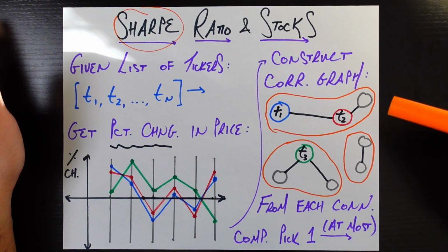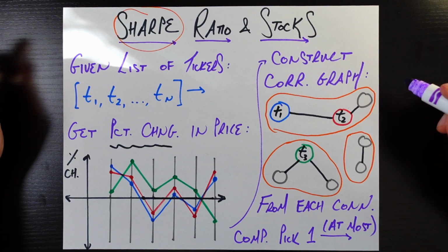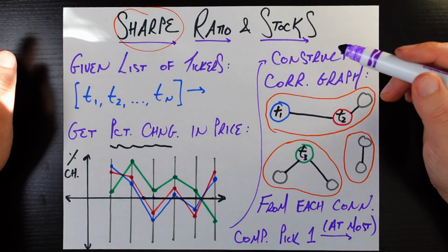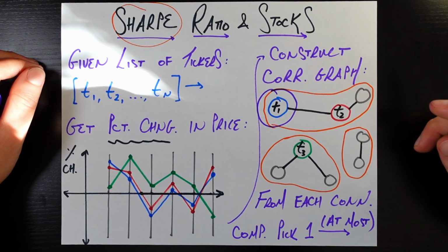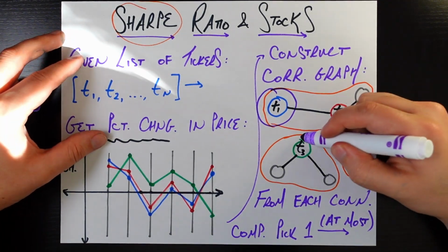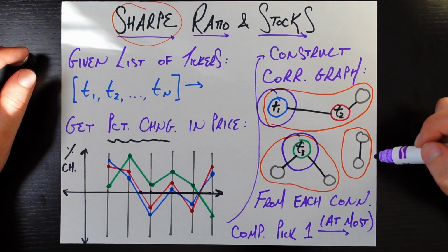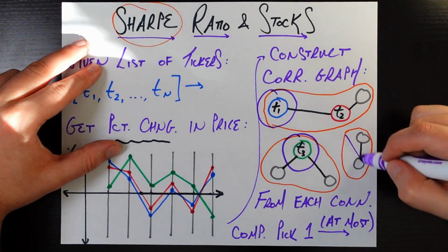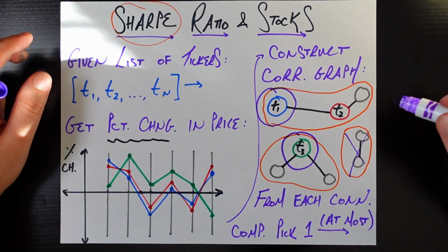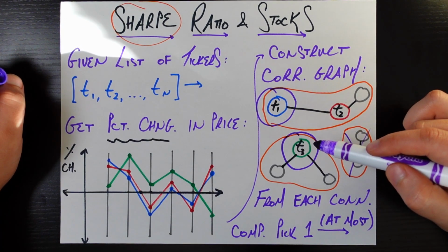But if at least one of their Sharpe ratios is positive, then that will be the one that we select as a candidate from that connected component. So let's say that T1 has a positive Sharpe ratio, and therefore we're going to say, yep, you're going to be selected as a candidate. Let's say that T3 has a positive Sharpe ratio. We're going to say, yep, you're considered as a candidate. But let's say within this connected component, there are no stocks, no tickers with positive Sharpe ratios. So we just ignore that connected component altogether.